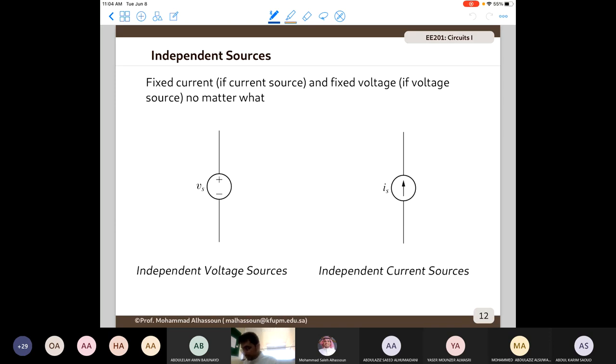And the symbol for that is, this is the symbol for an independent voltage source, and this is the symbol for an independent current source. Yes, Ziad. So independent is ideal? No. It's one of the ideal sources, something called independent. Okay.